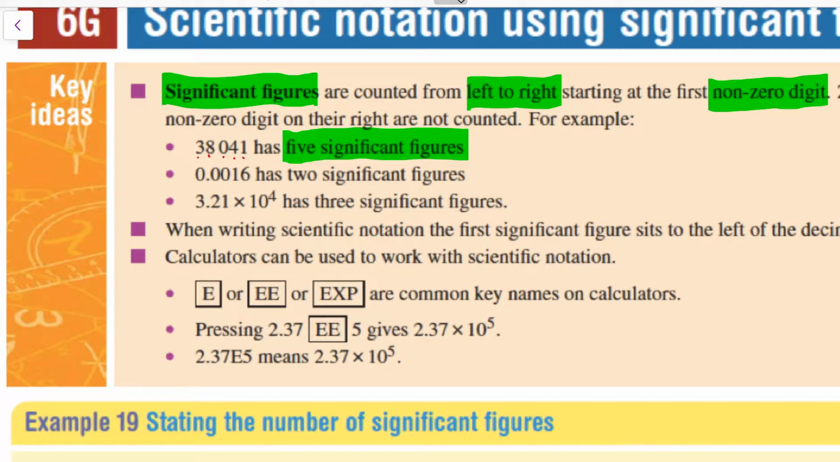Whereas if we look at the next question, the zeros in front, those are not significant because when we put it into scientific notation, the two significant numbers are the 1 and the 6. So let's just put this into scientific notation to show you why the 1 and the 6 are significant and the 3 zeros are not.